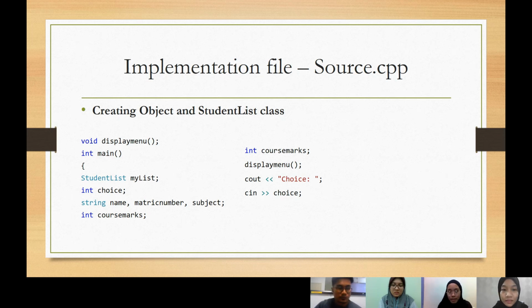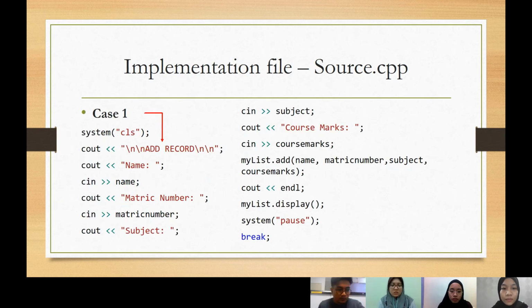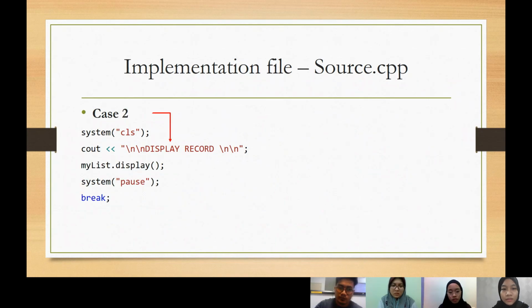is myList, and then we have integer choice, and the strings name, metric number, subject, and output choice. We will insert the choice. In case 1, the output is add record, name, and then we insert the name. Then the output is metric number, and next the output is course marks. The output is display record.